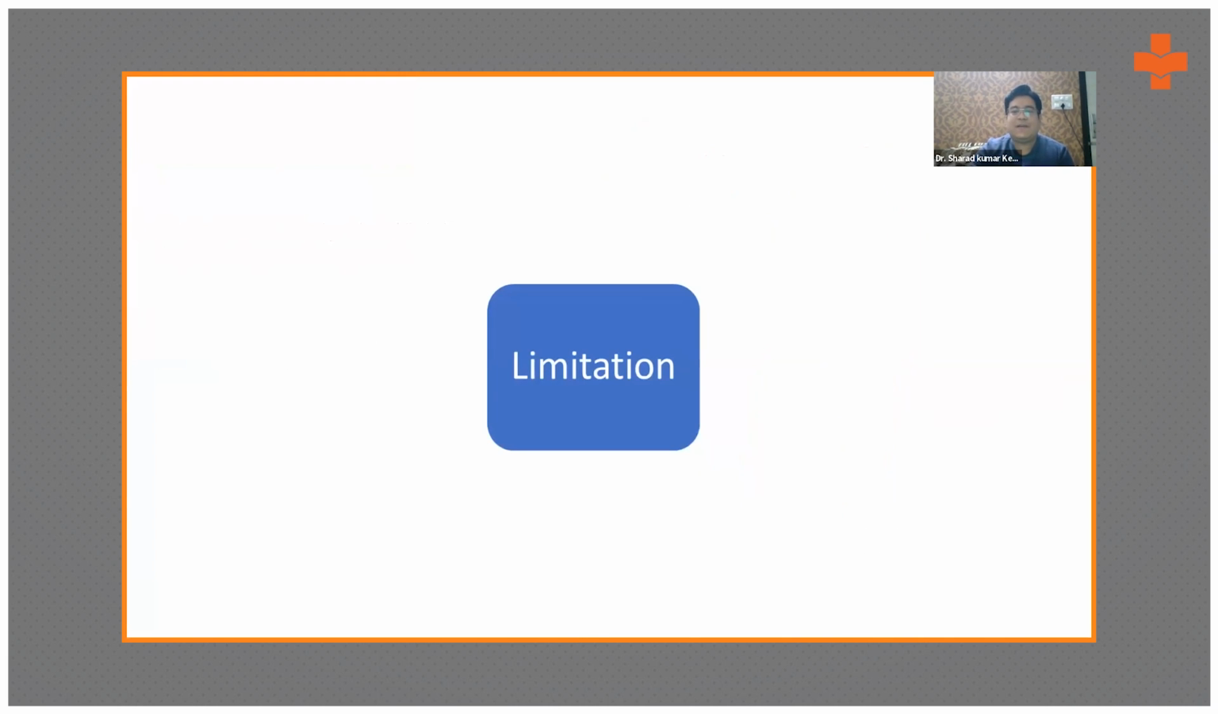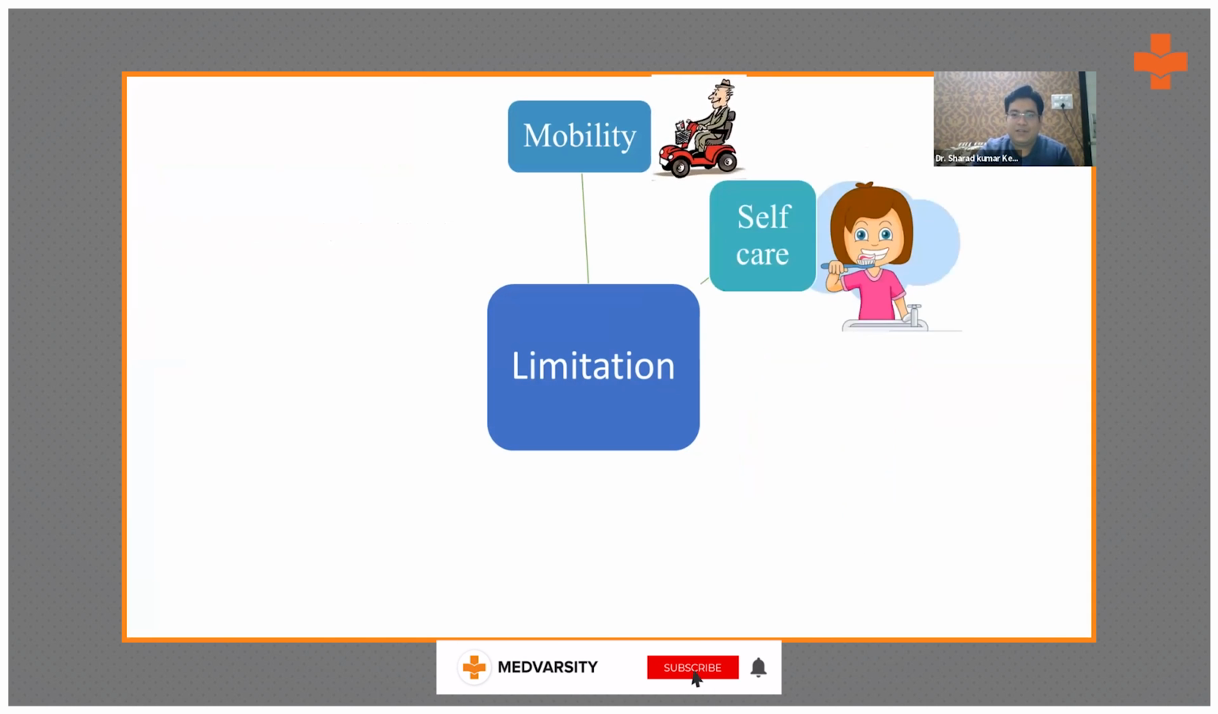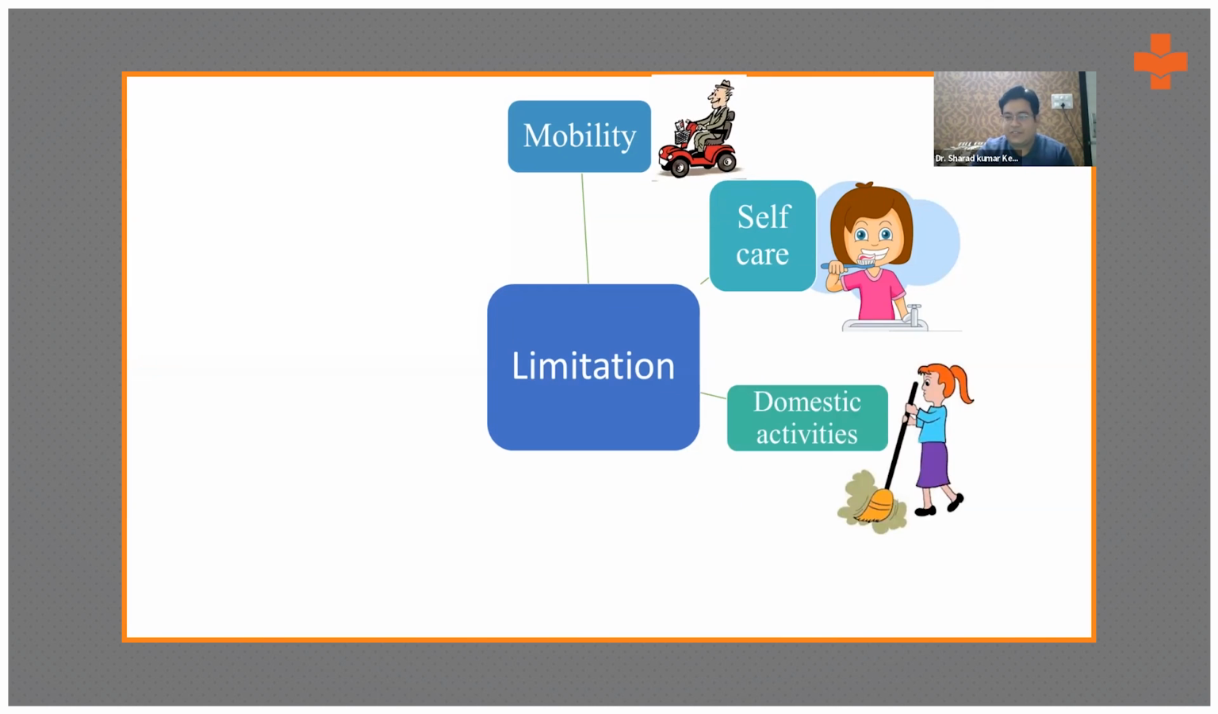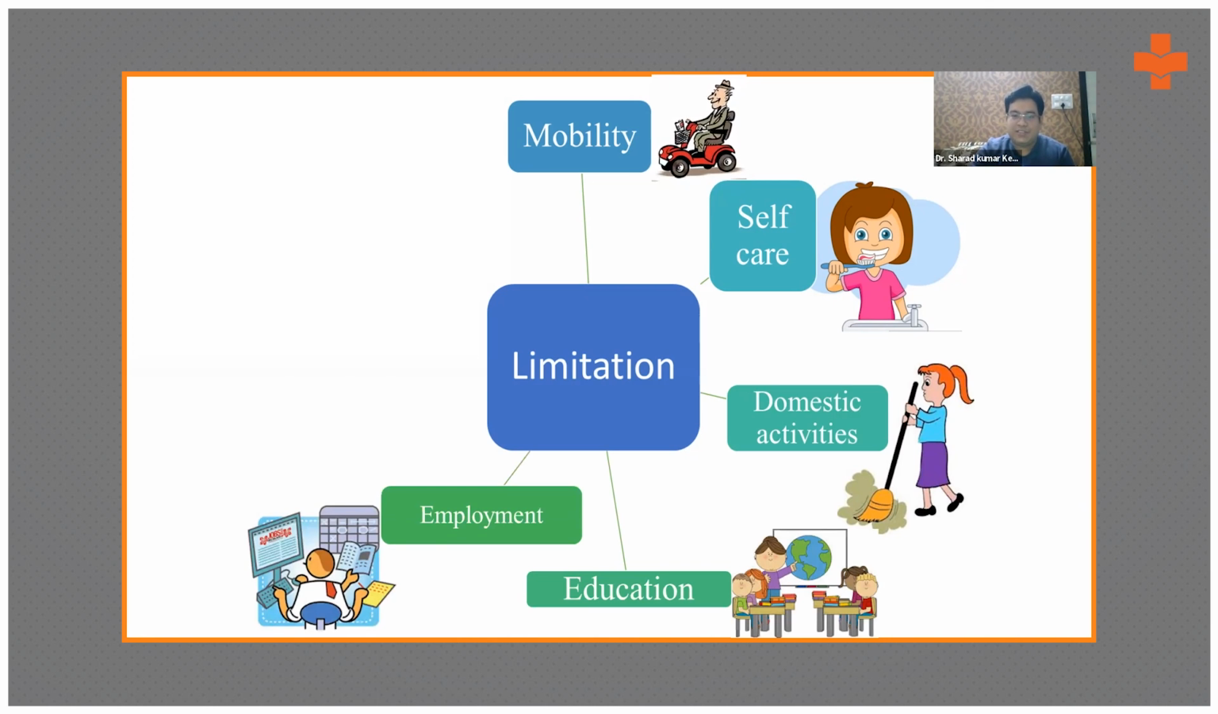So what does the spinal cord injury cause? It causes some limitations. What are those? These are mobility: the patient has difficulty in mobility, the ambulation part. Next, self-care, like dressing, bathing, grooming, that is activities of daily living. He has problems in that. He also faces difficulty in domestic activities like cleaning the house, taking care of the pets. Education might be hampered if he's a younger age patient. Then employment issues are there.